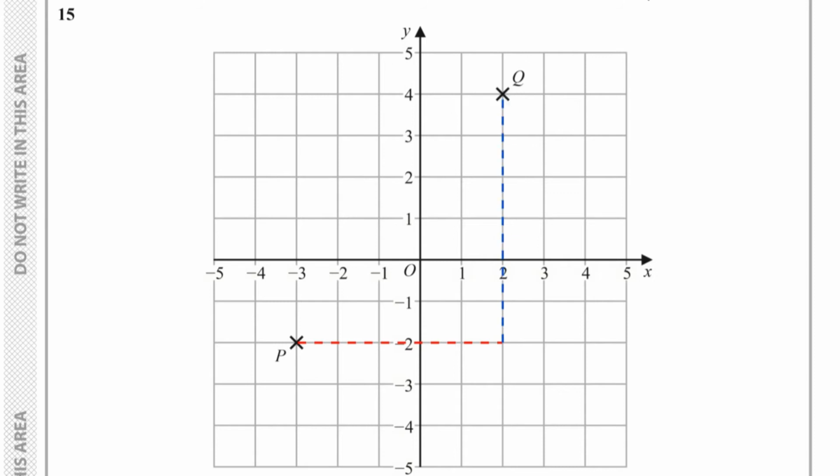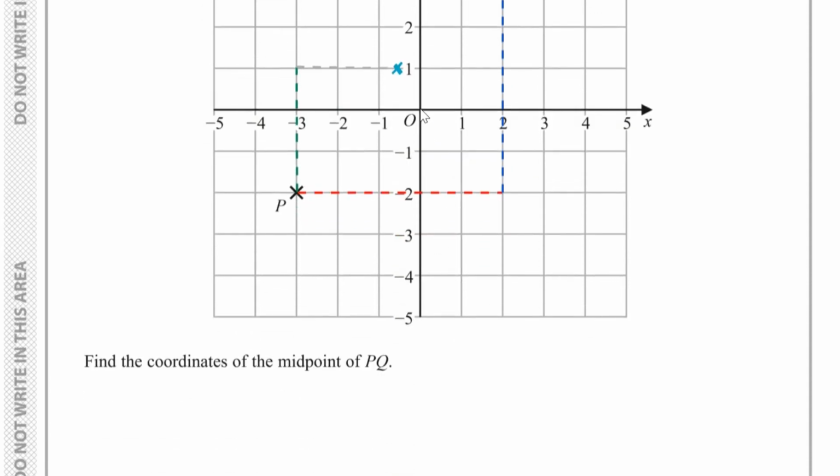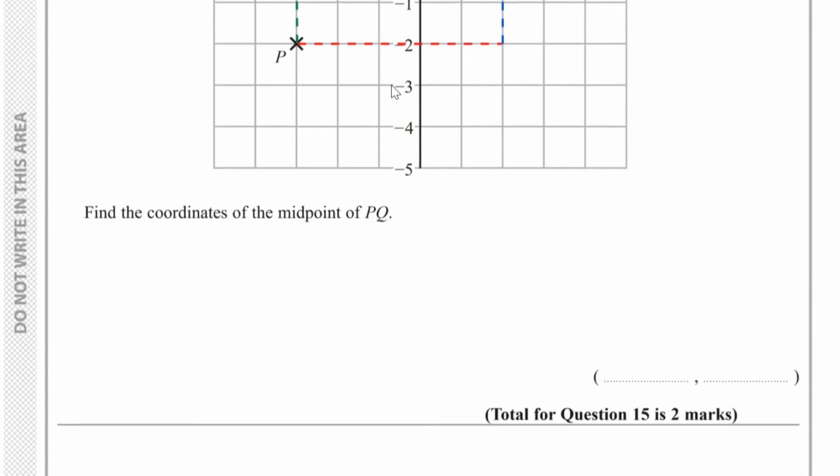So we want to halve those. So half of the 6 is 3. So if we go 1, 2, 3 up, we've got the y coordinate of the midpoint shown. And if we go 2.5 this way, what you can see is our midpoint is over here. And our midpoint will be given by -1/2, 1. So we have -1/2, 1.